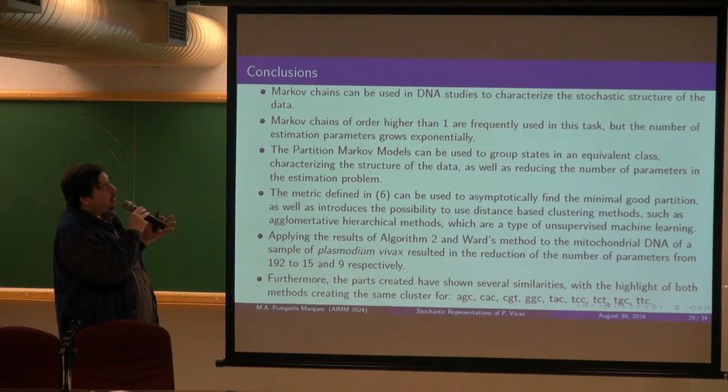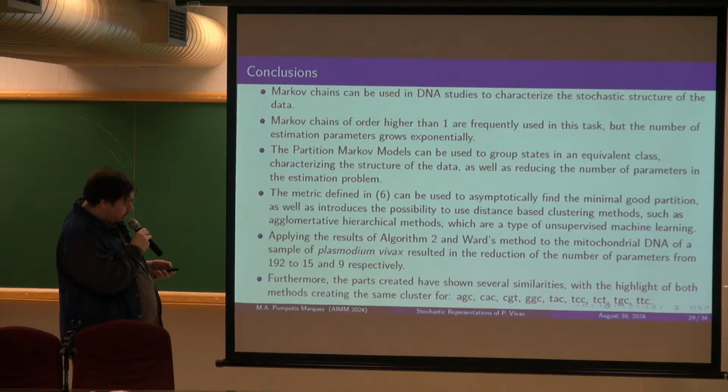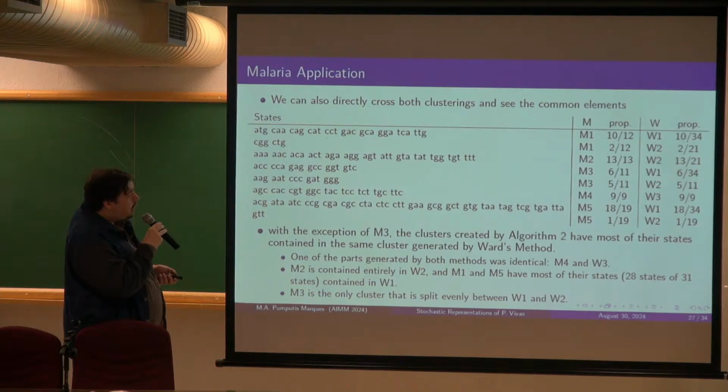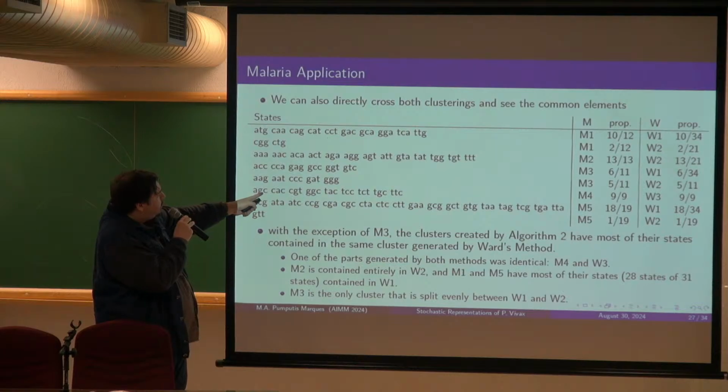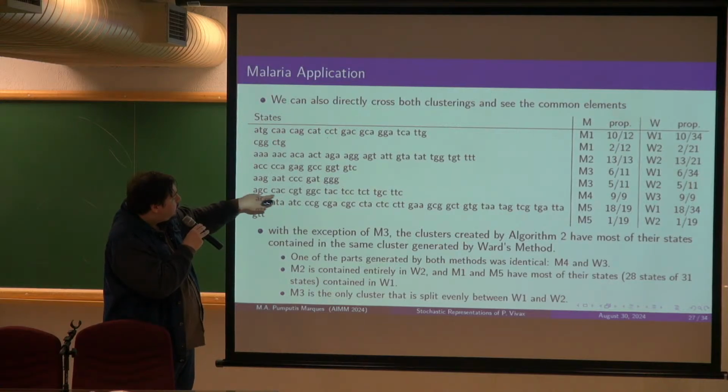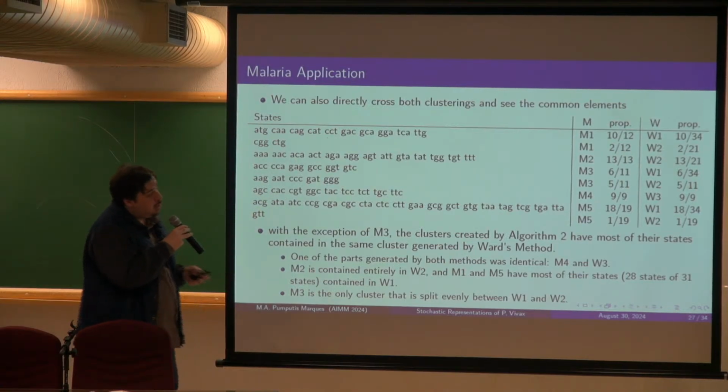We can use the partition Markov chains to group states in equivalent classes, which can give us characterizations of the data structure. So, for example, we can have an idea that these transition states or these sequences of nucleotides have something in common because they have the same transition probabilities. So we can investigate if there is any reason in biomedicine or in genetics that these sequences of genes are similar, or if they are associated with the same proteins or things like that.